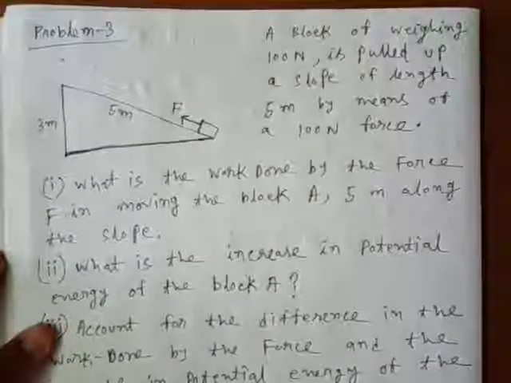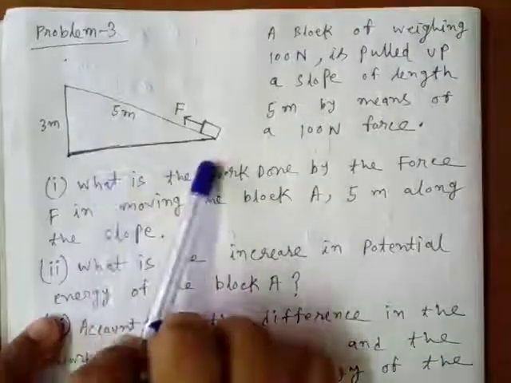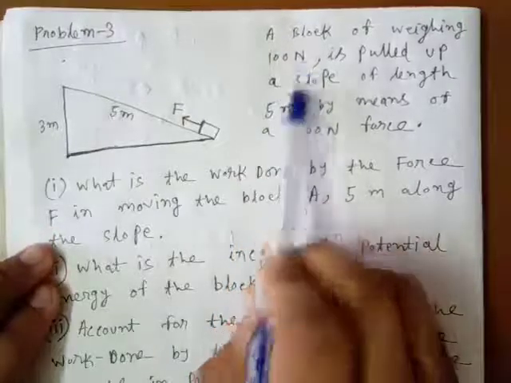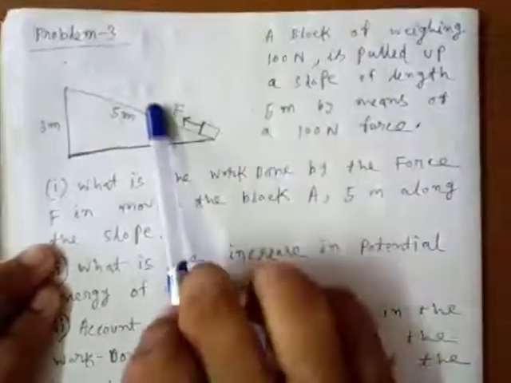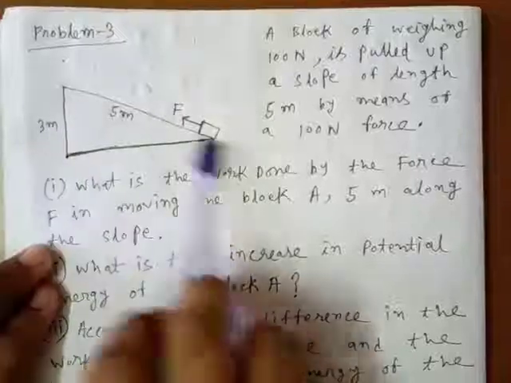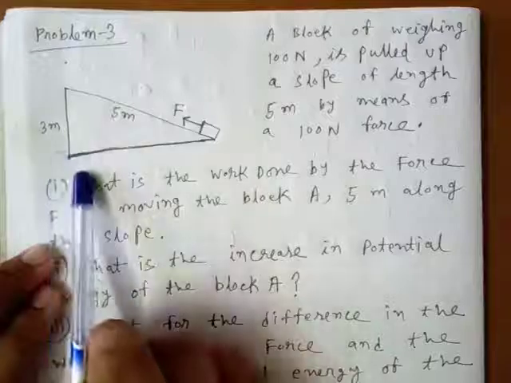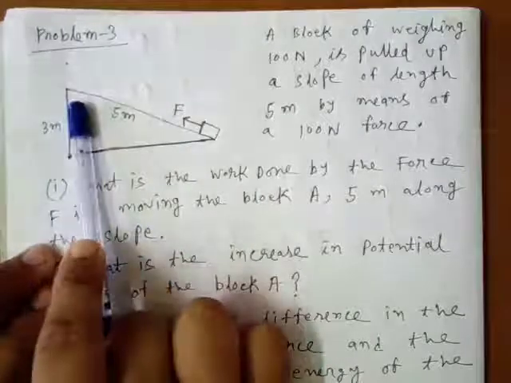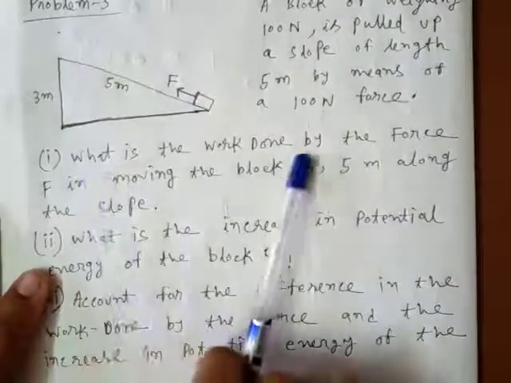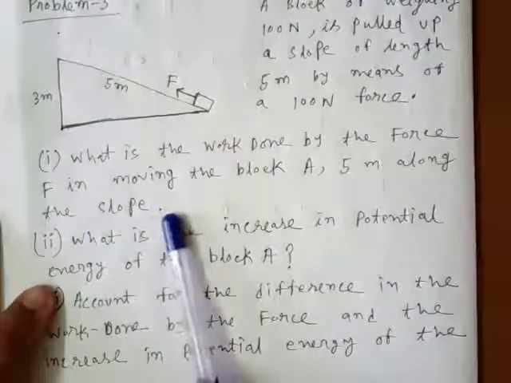Okay, now let me first tell you what the problem is. There is an inclined plane here and a force of 100 Newton pulls this body up, and the length of that inclined plane, the slanted height, is 5 meter and the vertical height from the ground is 3 meter. So you have to find the work done by the force F in moving the block A 5 meter along the slope.